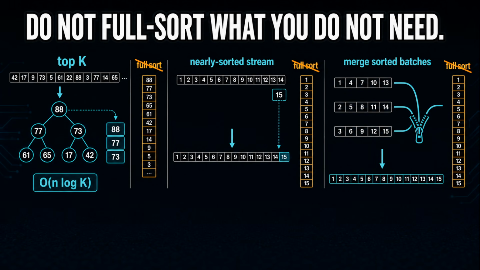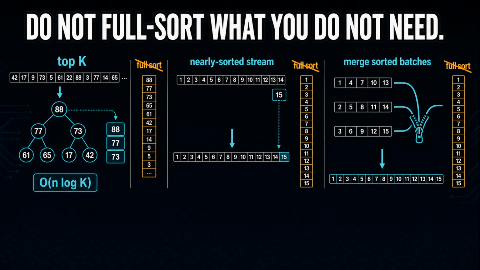And then there are the cases where .sort is the wrong tool entirely. If you only need the top 10 items from a million, sorting the whole array is wasted work. A heap gives you the top k in O(n log k), not O(n log n). Same with nearly sorted streams. If new items arrive that mostly belong near the end, a small insertion-style update is cheaper than resorting the whole array. And if you have several already sorted batches, merging them is much cheaper than concatenating and resorting.